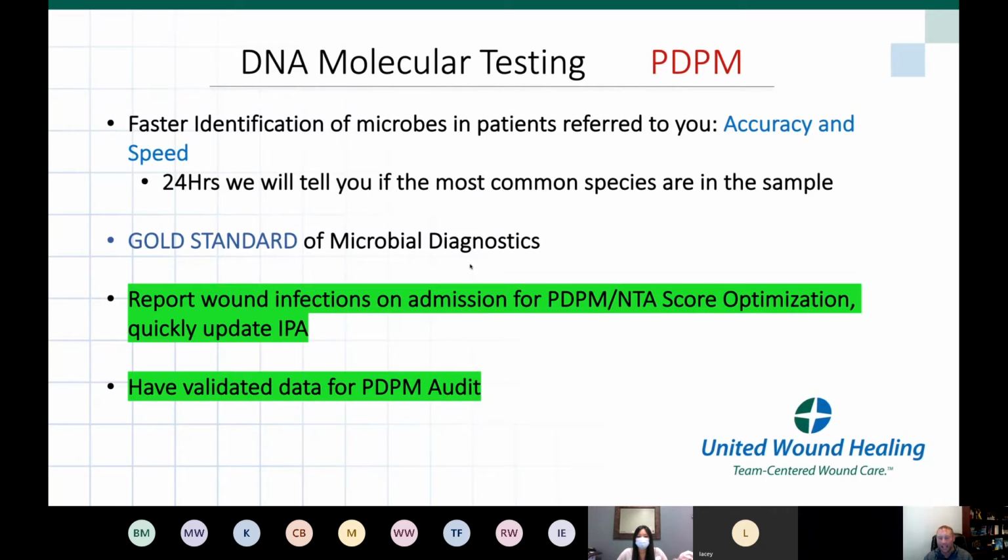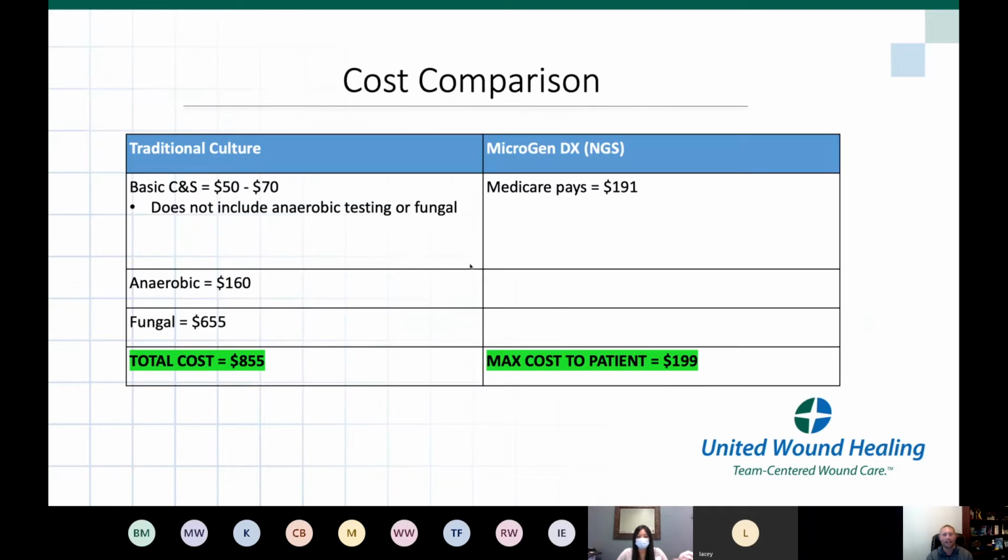The only problem is everybody still really likes cultures because it's the old way of doing it. And then, you didn't hear this from me, but hospitals and labs like cultures because it's the cheapest way of doing it as well. They make the most money off of cultures. And if you talk about the money side of things, if you do a traditional culture, I know your administrators are going, okay, how much is this going to cost me? If you do a basic culture and sensitivity, and you do that for the aerobes, like staph and strep, you're going to be paying about $50 to $70.